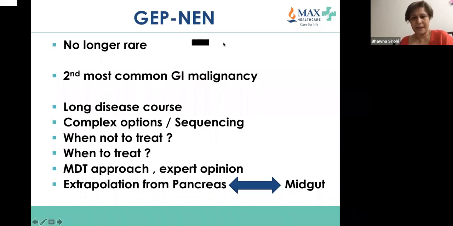MDT, again, you're all cancer specialists. You're going to be a future oncologist. So MDT approach is very important. And you will hear me talk a lot about midgut neuroendocrine neoplasms and also pancreatic neoplasms. A lot of the data is extrapolable between pancreas and midgut, as you will see. There are some drugs which act more in pancreas than midgut and the other way around.